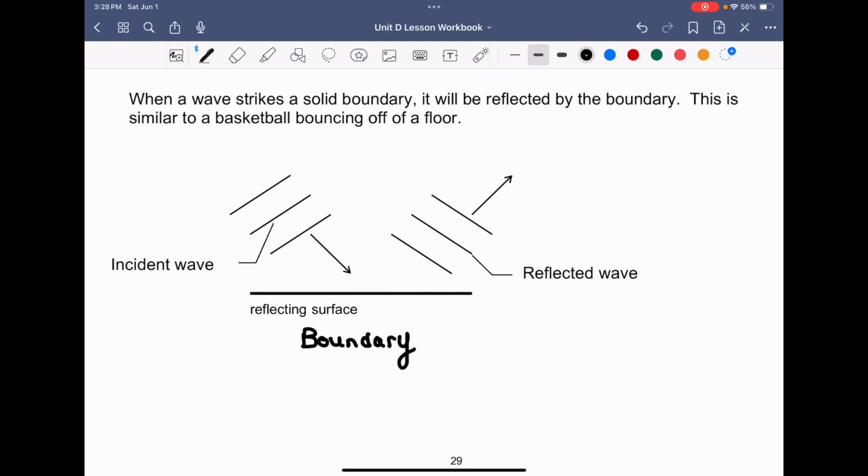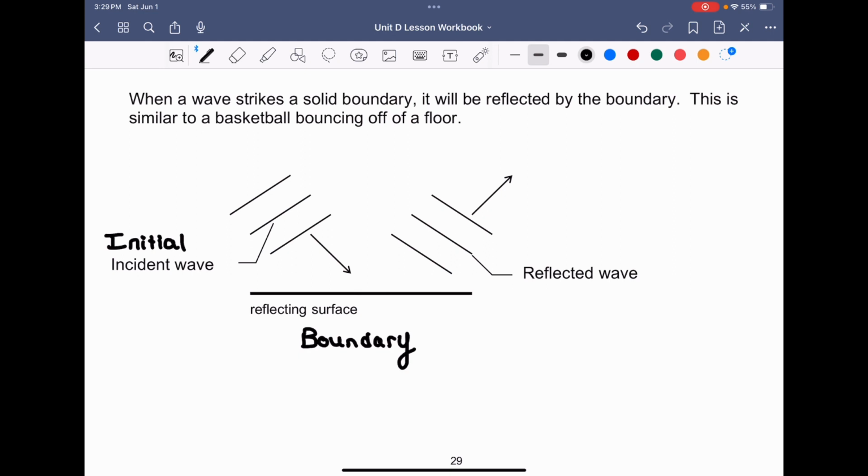We take an incident wave, which is this sequence of crests and troughs, where the lines represent crests and the middle space represents troughs. So we'd have crest, trough, crest, like this. And then the direction of motion is indicated by the angle. Rather than incident, we can even say this would be considered the initial wave, or that initial wave energy that's heading towards this boundary, the reflecting surface.